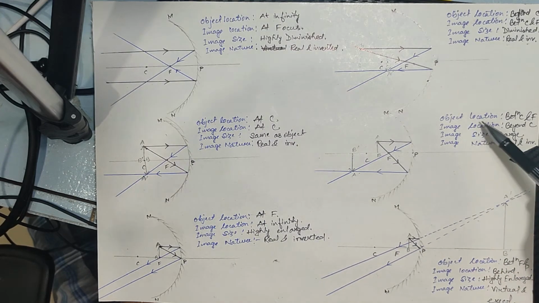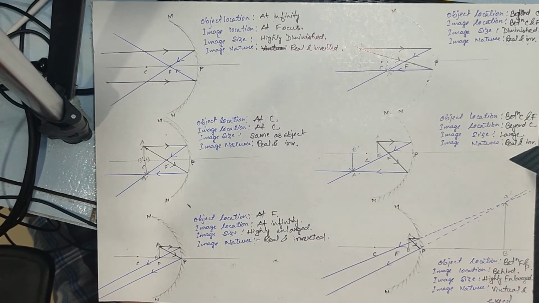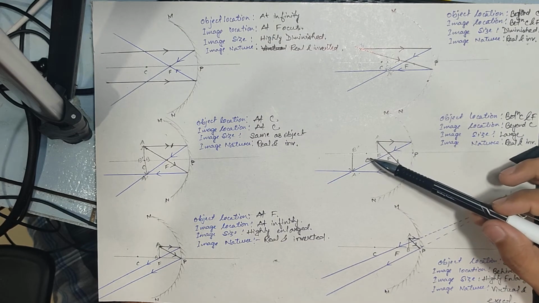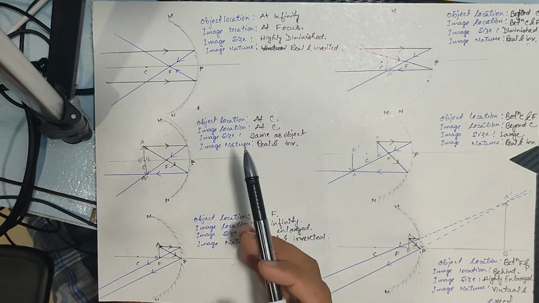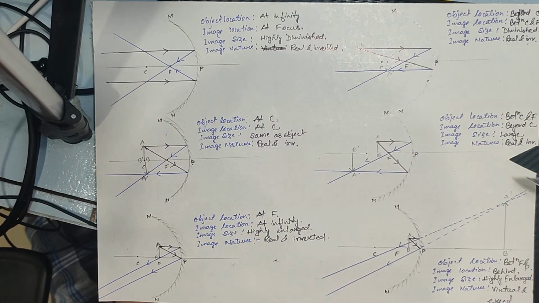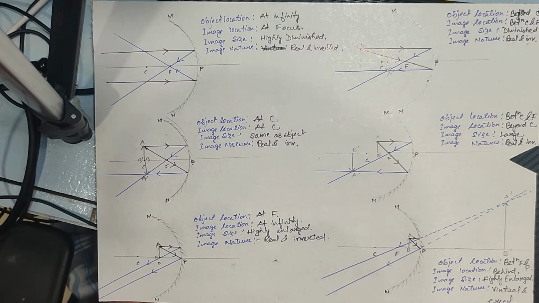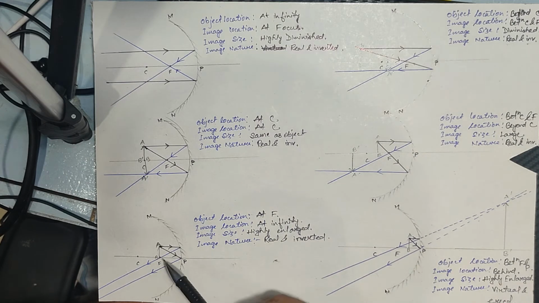So where was the object located? The object was located between C and F. And what is the location of the image? Beyond C the image is formed. And what is the size of the image? Compared to this one, it is a little larger. And what is the nature of the image? It is also real and inverted, because it is in front of the mirror and it is upside down or inverted. Next we will move to the fifth case, where we will place the object at focus.